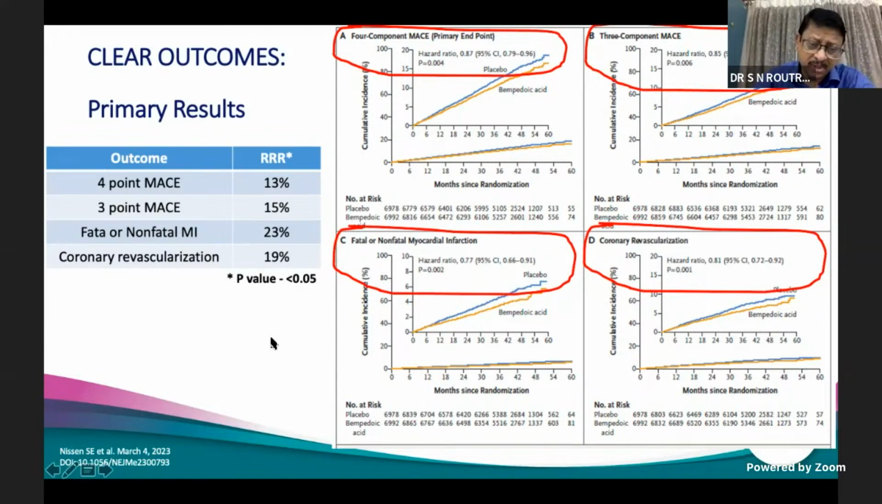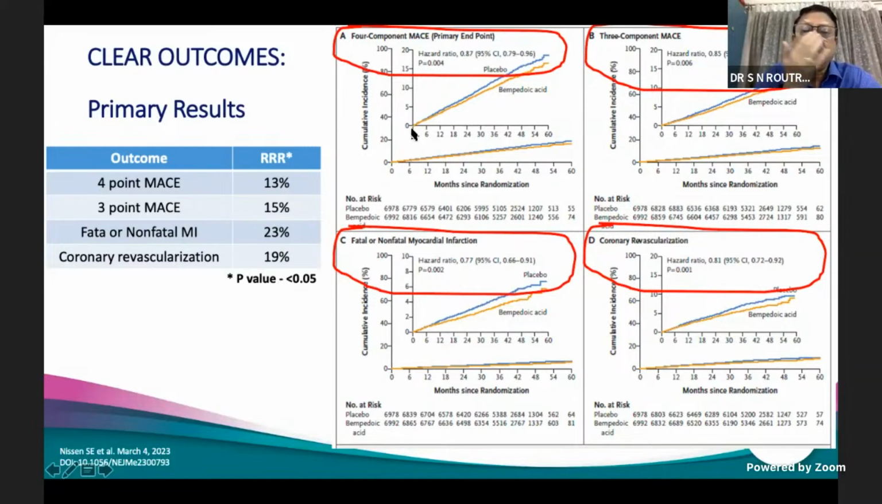Here I want to emphasize one thing. What in earlier studies we have seen, bempedoic acid reduces LDL cholesterol around 20 to 25% if used alone. If used over and above statin, it reduces a further 15 to 20%. Here in this study, the patients mostly were not taking statins. They were statin intolerant or they were not willing to take statins. In those patients, bempedoic acid was given, and the average reduction is around 21% in LDL cholesterol.